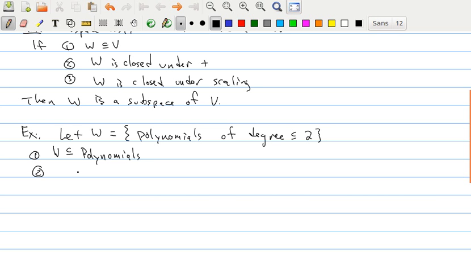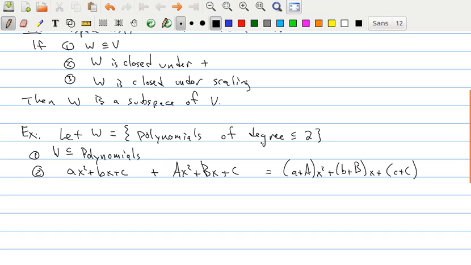Second, is W closed? Well, if I take two arbitrary polynomials of degree 2, so ax squared plus bx plus c, and I add on a second polynomial, a'x squared plus b'x plus c', and I add these two together, I get (a plus a')x squared plus (b plus b')x plus (c plus c'). And this is a polynomial of degree less than or equal to 2. So we have that this subset is closed under vector addition. Let's check that last property.